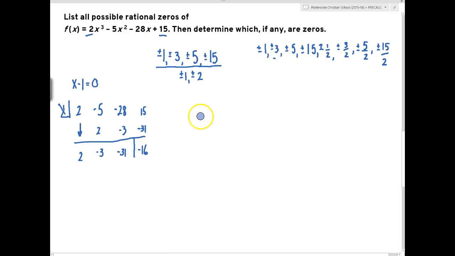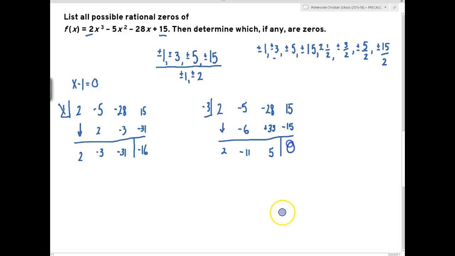So to save some time, I'm just going to tell you that -3 does actually work out. So when we put 2, -5, -28, and 15 in, when I bring down the 2, I get -6. Add them together, I get -11. -3 times -11, I'm sorry, is +33. And when I add those together, I get +5. And then negative 3 times 5 is negative 15, which does give me a remainder of 0. So therefore negative 3 is going to be a 0 of this function.